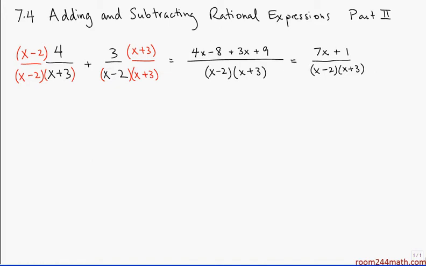One thing, of course, we haven't done is restrictions. We need to write restrictions here, and the restrictions are simply x is not allowed to equal positive 2 or negative 3. All right, let's take a look at another example.